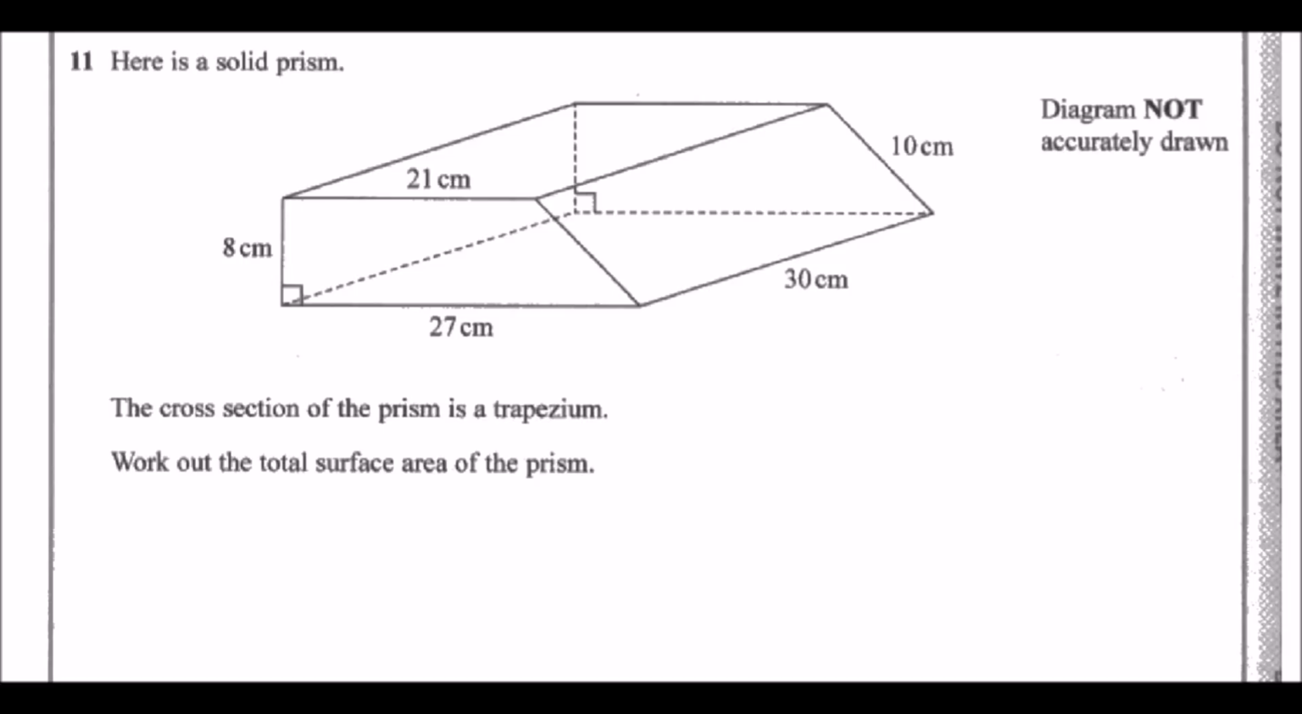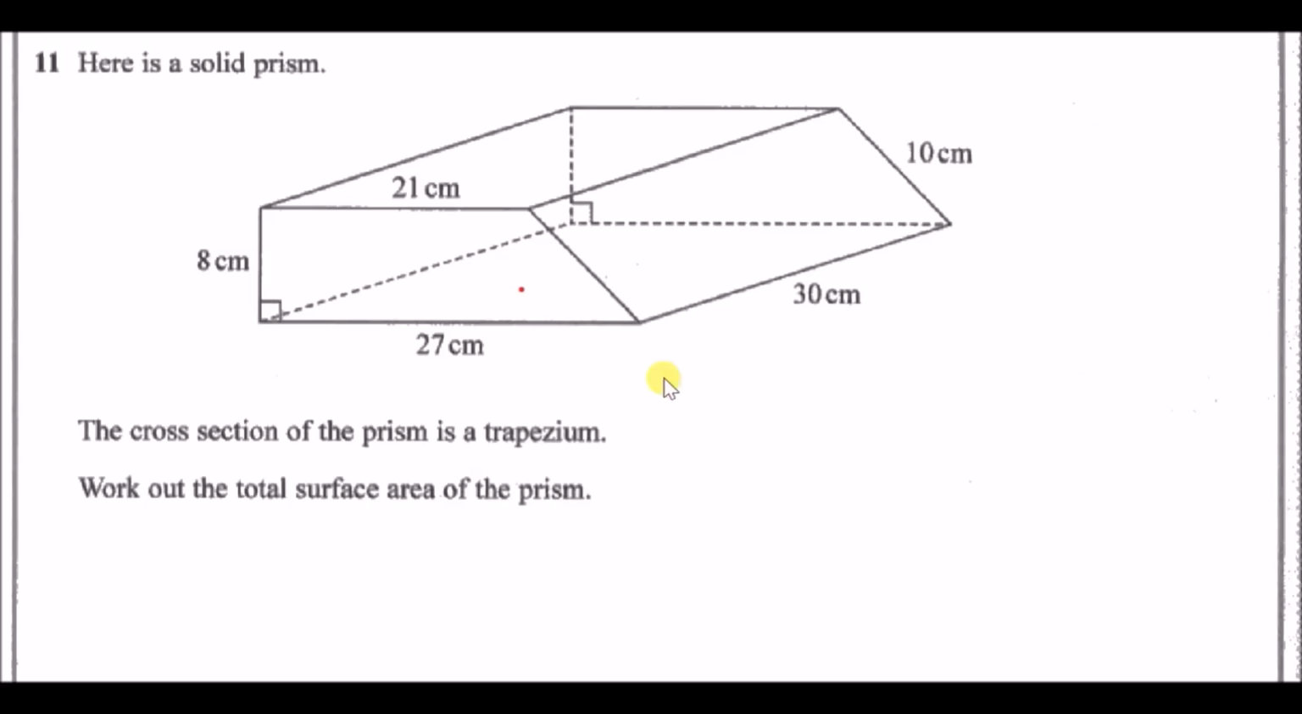Okay, number 11. So here is a solid trapezium. Okay, the cross section of the prism is a trapezium. So the cross section is this front face here, and it extends all the way across. So that's why it looks like a prism on a 3D scale. Now work out the total surface area of the prism.